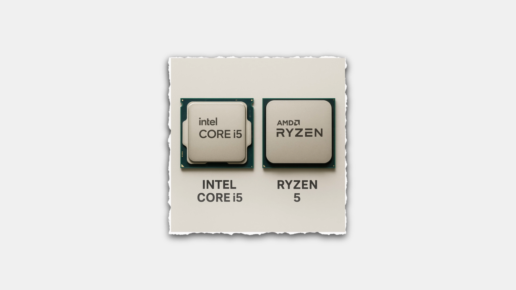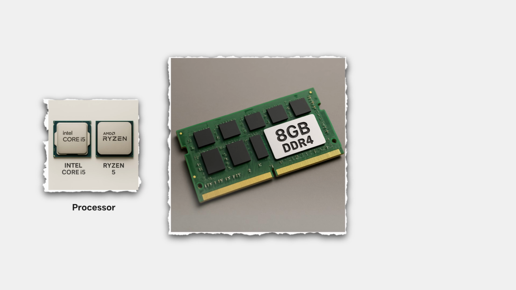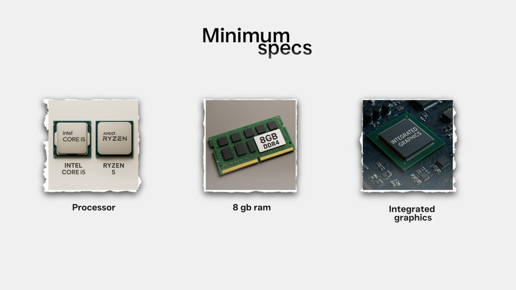So here are the minimum specs: Intel i5 or Ryzen 5 processor, 8 GB RAM and integrated graphics. Let me be clear, this setup will get the job done, but it's like trying to run a marathon in flip-flops. If you are planning on working on small to medium projects and don't mind, these specs will work. But when you start doing big work, it will slow you down and that's when I recommend some better specs.